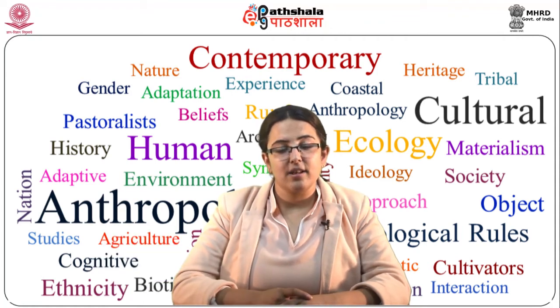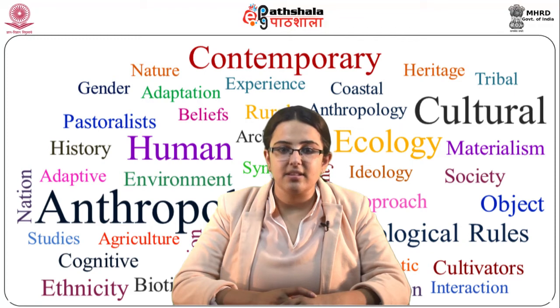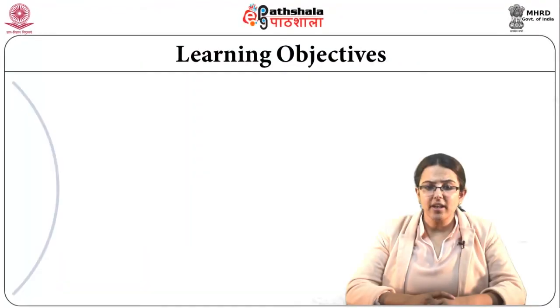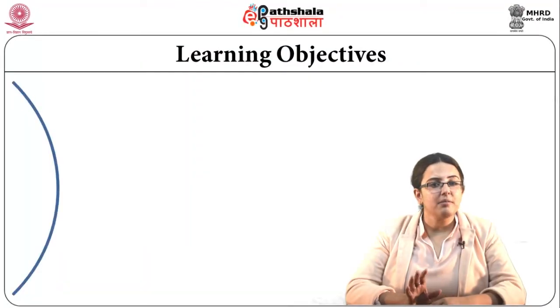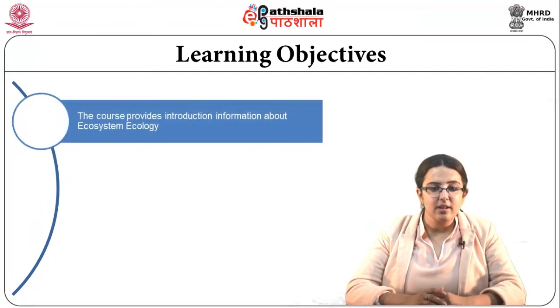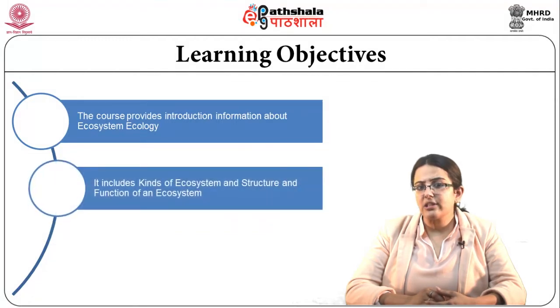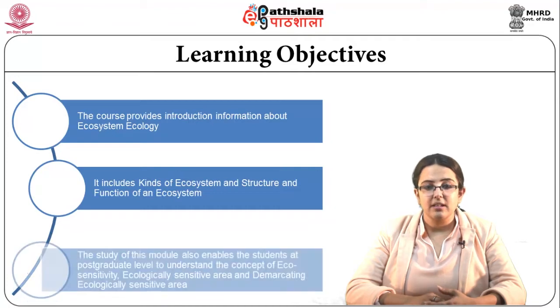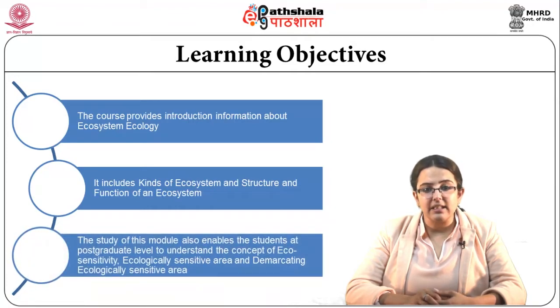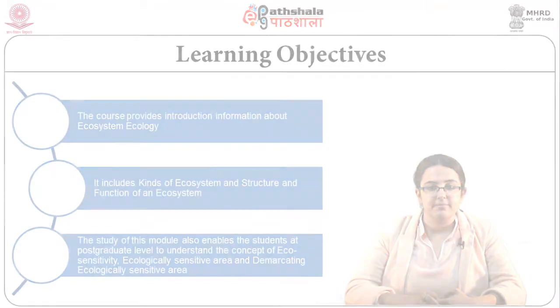Today I am going to speak on the module Ecosystem and Ecosensitivity from the paper Ecological Anthropology, Cultural and Biological Dimensions. The learning objectives of this module are pretty simple. We'll first explain or provide information about the ecosystem ecology. The second one is to elucidate the kind of ecosystems and structure and the function of an ecosystem. The third is to understand and study the concept of ecosensitivity, ecologically sensitive area, and demarcating ecologically sensitive area.